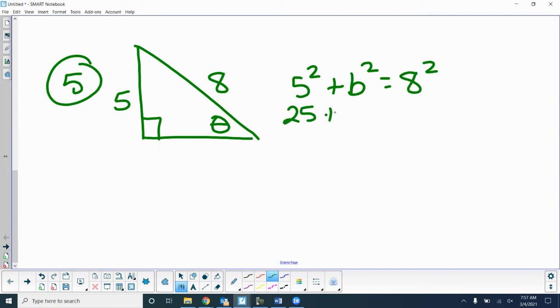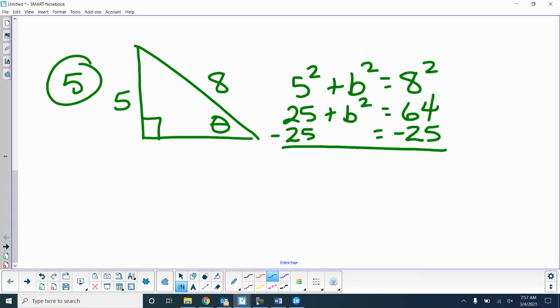So 25, 64, subtract the 25, and B squared is, what's that, 39? And then take the square root, right? So this is the square root of 39. That doesn't reduce down to anything more simple. Don't give me the decimal, the 6.2 or whatever it is. Okay? Leave it in radical form.